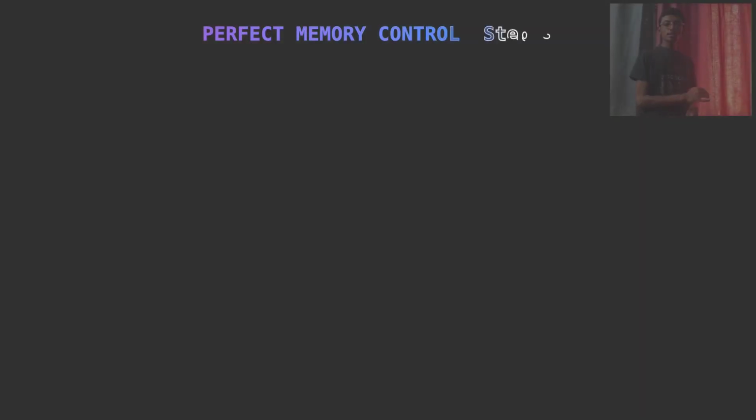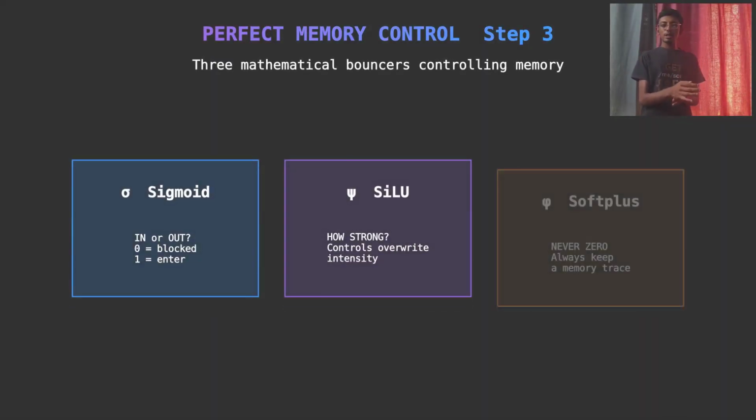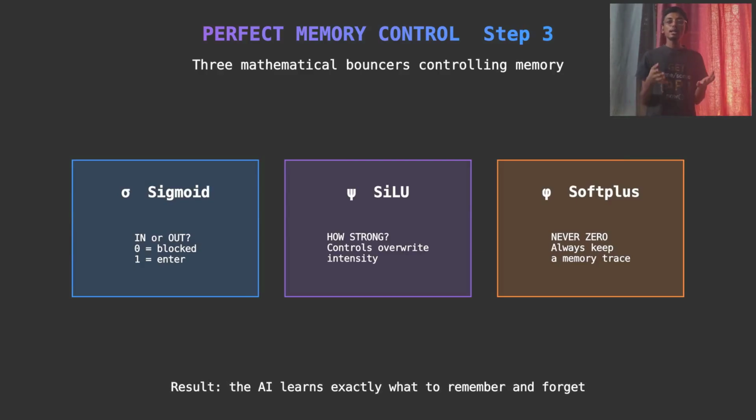Now you may think, if you are constantly overwriting the summary, how does the AI know what to keep and what to forget? Now here come the 3 mathematical gates, the bouncers of the club, the same forget gate and the input gate I talked about before. The sigmoid decides in or out, 0 means blocked, 1 means enter. SiLU controls how strongly the new data overwrites the old. Softplus ensures nothing is fully erased. You always keep a trace of something, whatever happened. Together, precise, trainable memory control that is always fixed in some bound length so that it doesn't overflow and break your VRAM.